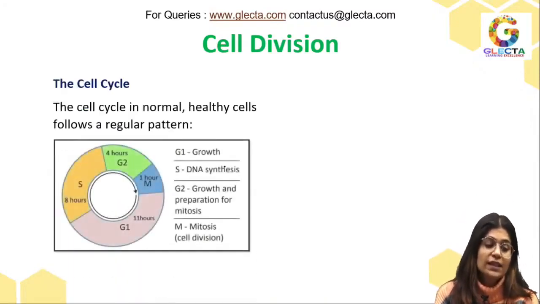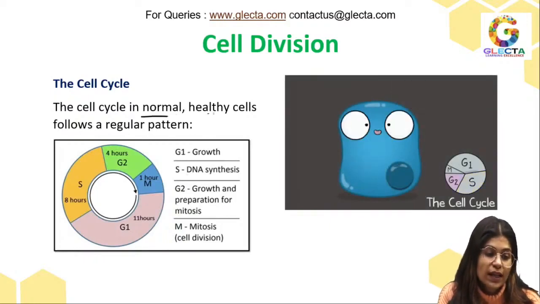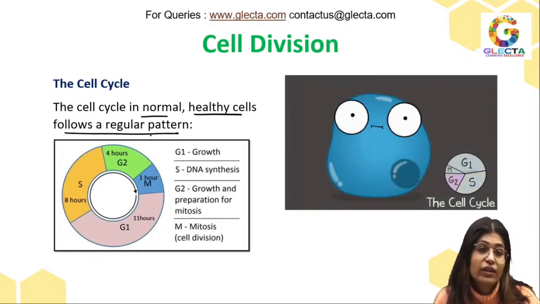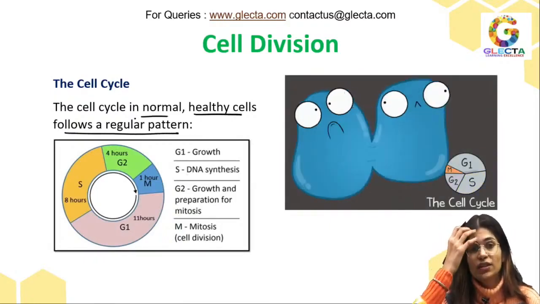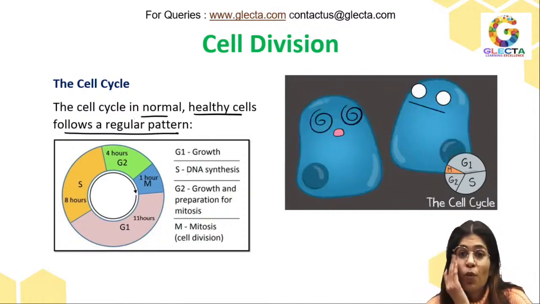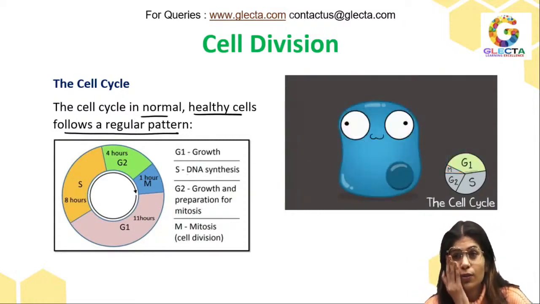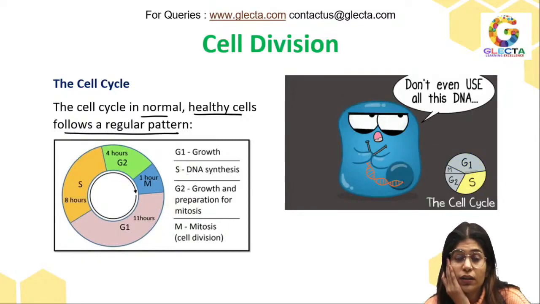Okay. The cell cycle in normal and healthy cells has a regular pattern. So it has stages. There's no human on the planet that was born a teenager, or born an adult. Which means a cell has to follow the following steps.